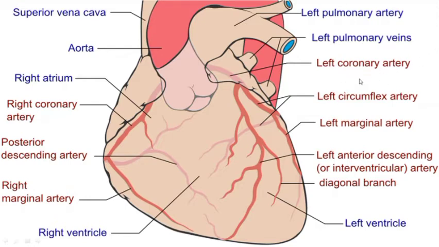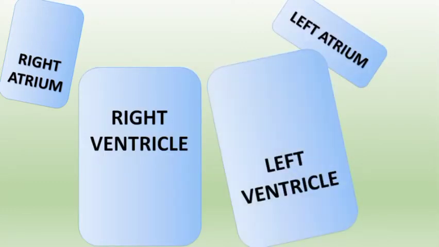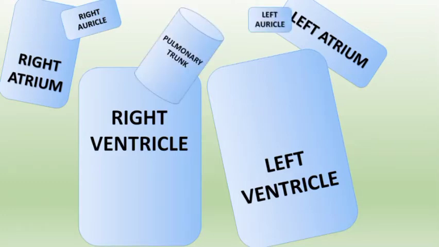Now, let's dissect these blood vessels virtually. If you see in a heart, there is a right atrium and a right ventricle. There is a left atrium and a left ventricle. In the right atrium, there is the right auricle. In the left atrium, there is the left auricle. The pulmonary trunk arises from the right ventricle. The aorta arises from the left ventricle.